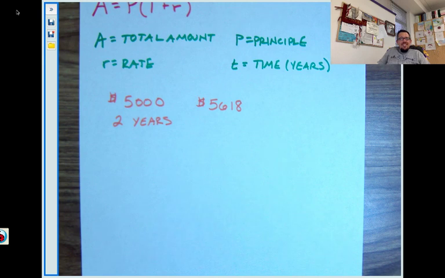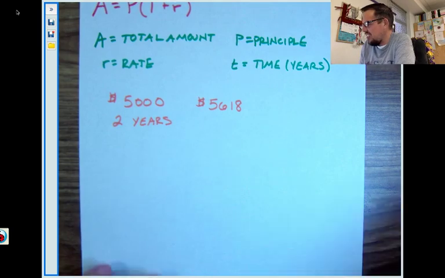$600 in 2 years? It's actually probably less than that because the rates on deposits are low. I don't think any bank in North America is going to give you an interest rate that high. That's a good interest rate. Right? Is that a good interest rate? We have to figure out what it is. What is the interest rate?